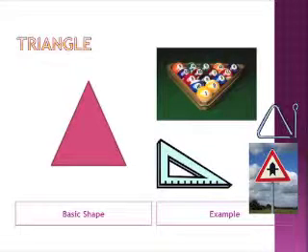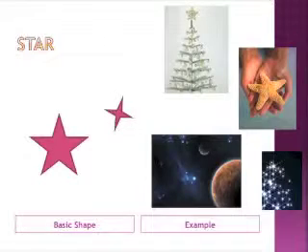And there's also a triangle. This can be found in musical instruments, road signs, and when you set up pool balls as well. A star has a couple different shapes to it. One of the most well-known is the 5-point star, and you can find this on top of Christmas trees or in starfish. But there's also a 4-point star, which looks more like the stars that we see in the sky.